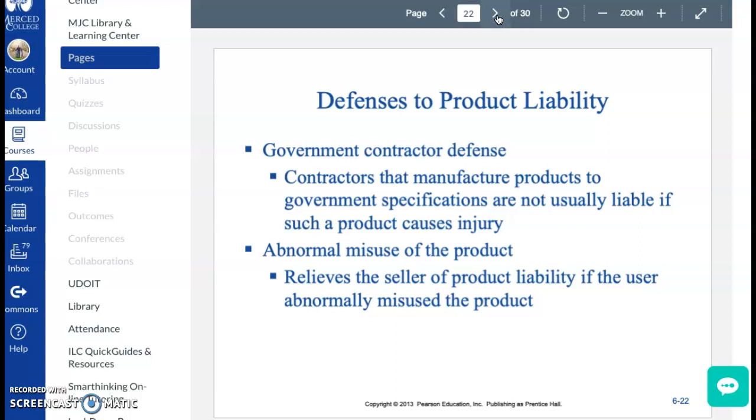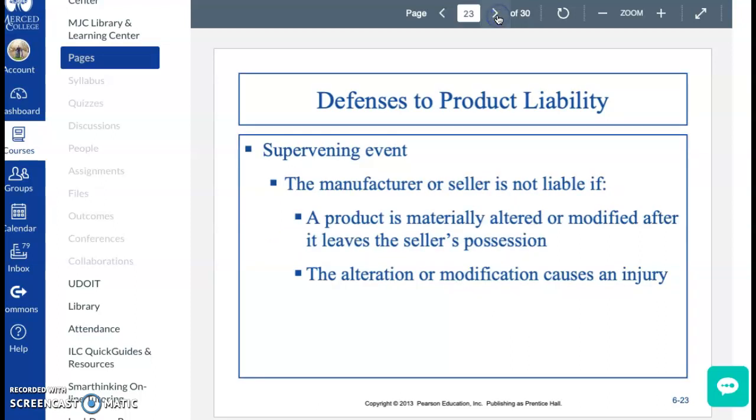Government contractor's defense: the contractor that manufactures products to government specifications is not usually liable if it causes injury, because obviously the government is contracting for a specific thing. They kind of know the inherent dangers. And then if it's misused, a company is not normally liable if it's a way something is not normally used. If there is a supervening act, an act that happens in between using the product and the injury, they're not going to be held liable as well.